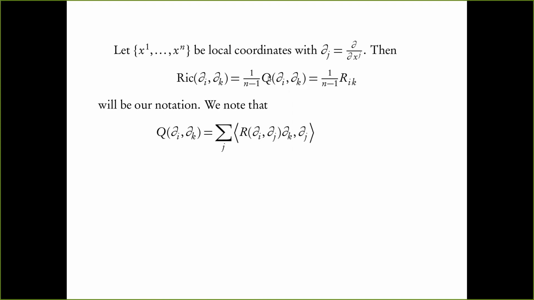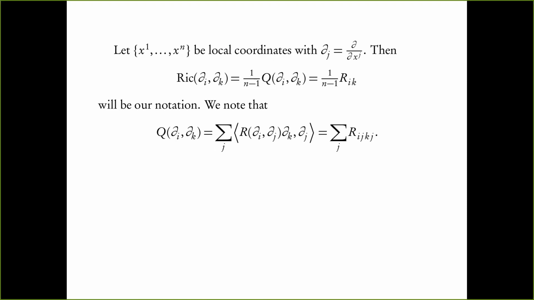So what do we first compute? Well, we compute Q of del i, del k. What is Q of del i, del k? By definition, Q of del i, del k is basically the trace of the linear map associated to del i, del k. How do I calculate the trace of the linear map? Well, I choose R of del i, del j, del k, so I basically put del j in two slots and sum over j, correct? What I get is the sum of Rijkj.